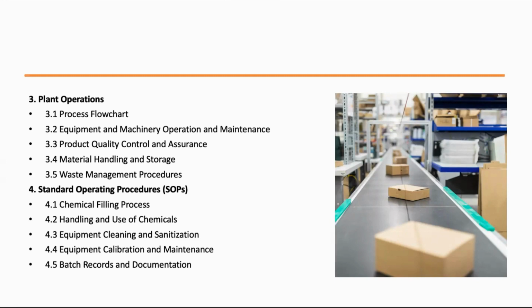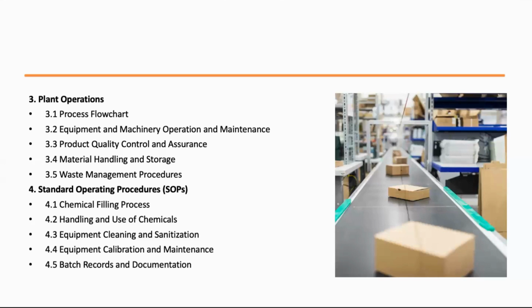Then comes part 4, which is standard operating procedures. If some SOPs already exist in your plant, then you should give details here in this section 4. 4.1, chemical filling process. Maybe you already have a filling process, so you should give brief details here in this subsection 4.1. Then handling and use of the chemicals, that is, how you handle and use the chemicals your organization uses for the process.